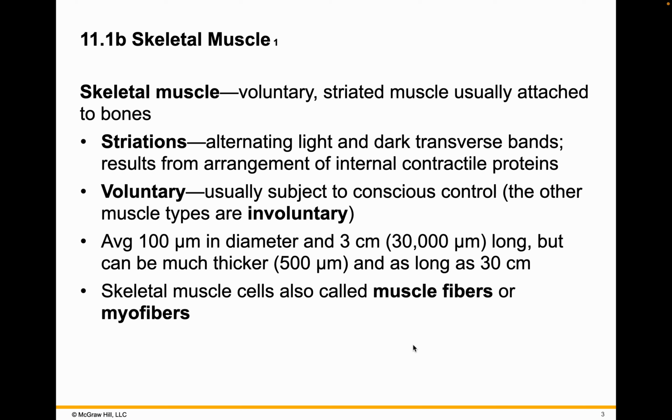Skeletal muscle, the first of the three, is a voluntary striated muscle, and it's usually attached to bones. We know from last week some of the muscles are attached to the fascia under our skin and our face, but most are attached to bones. They have those striations, the alternating light-dark transverse bands, because of the arrangements of their actin and myosin proteins. They are voluntary, which means they are subject to conscious control. The other types of muscle are involuntary. Now, don't get reflex actions confused with voluntary.